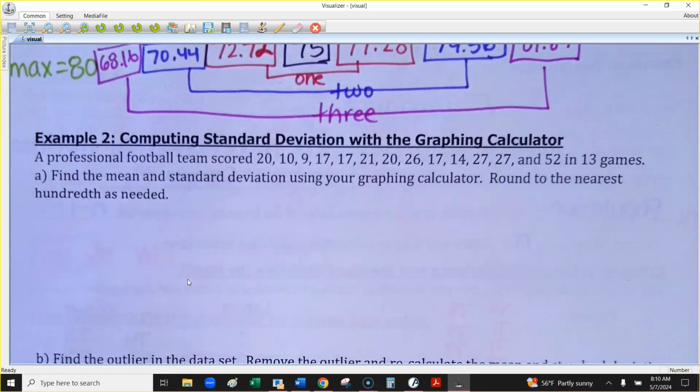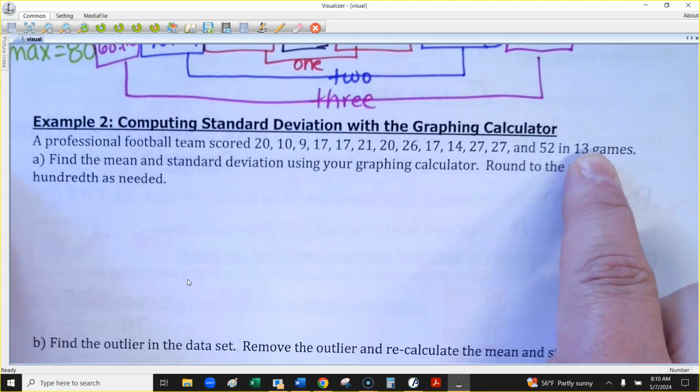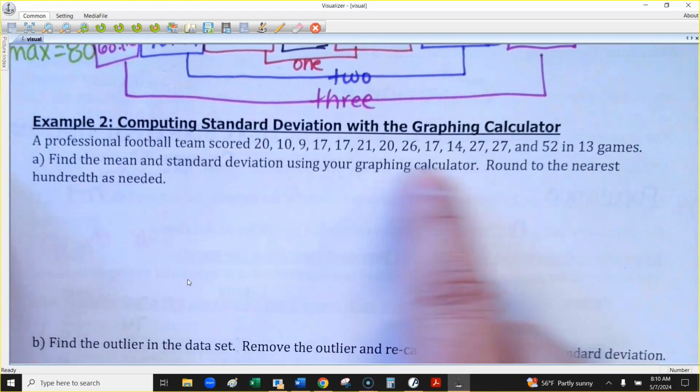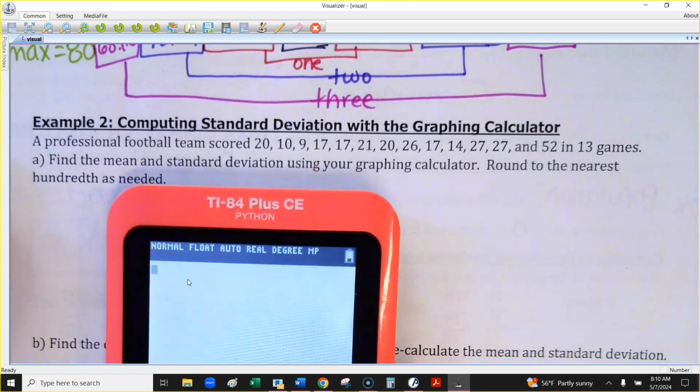Okay, so it says professional football team scored, and it gives you the scores for 13 games. Find the mean and standard deviation using your graphing calculator. Okay, this will be so much faster than what we just did. And you don't need the data values in order from least to greatest or anything like that. So I'm just going to go ahead.